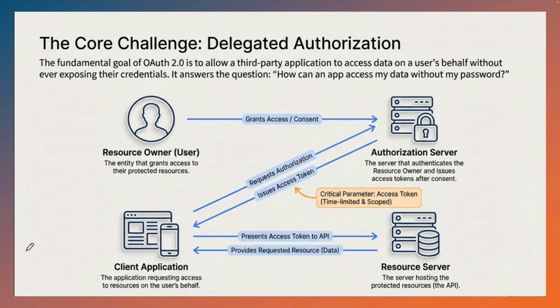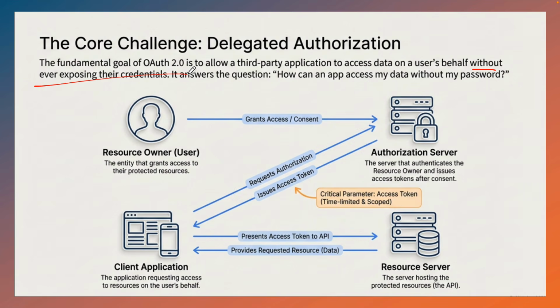For example, in case there is another application and that application wants to access my data, but I don't want to share my password with that application. There can be multiple reasons, I don't trust that particular application. So how can I do the authentication and the authorization in that scenario? This is the typical challenge that the OAuth 2.0 flow is solving, where it is allowing the third party application to access the data on the user's behalf, and the key part here is without ever exposing their credential.